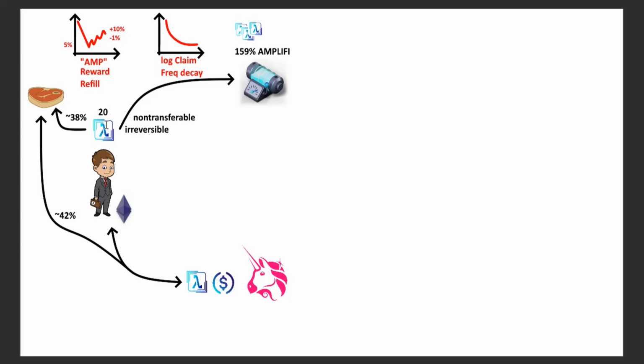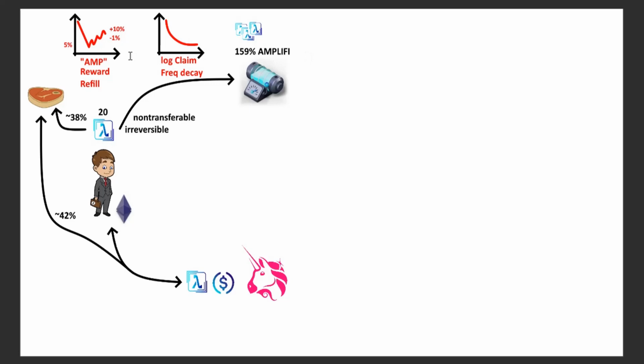And basically, every time someone builds an amplifier, they are taking 20 AMPLIFI tokens off the market, out of circulation. It's basically burning them; instead of sending them to the burn address, they're locked inside this amplifier. Now, holders of amplifiers get 159% APR paid in AMPLIFI.